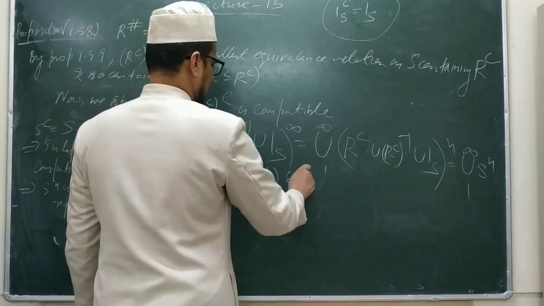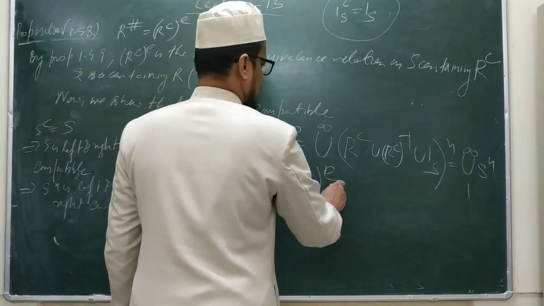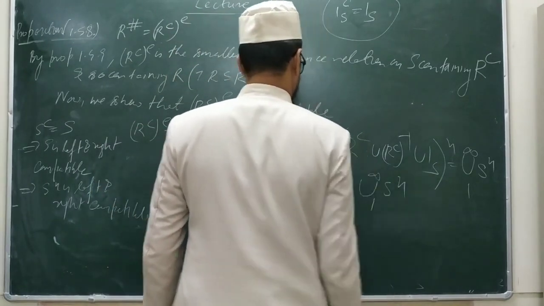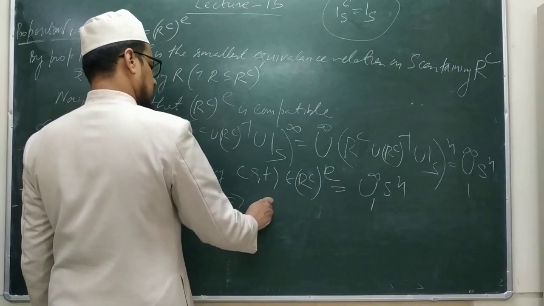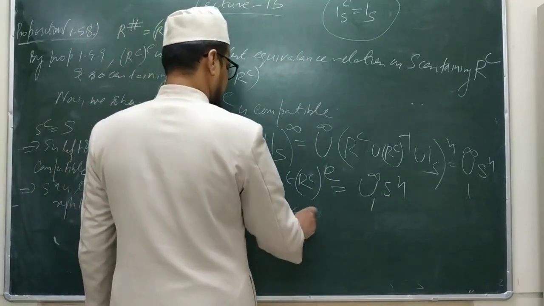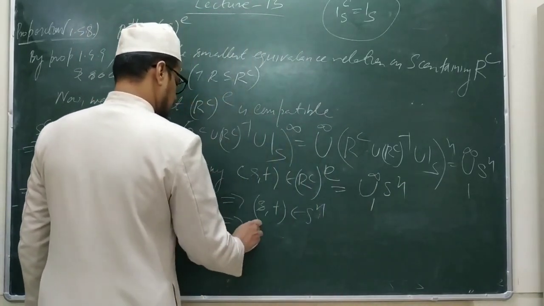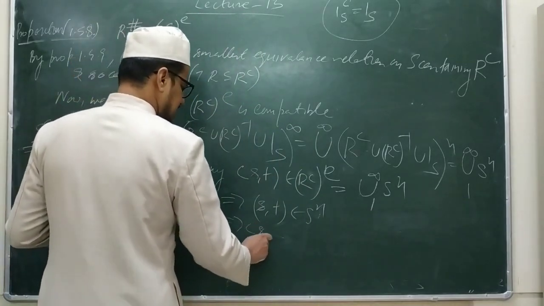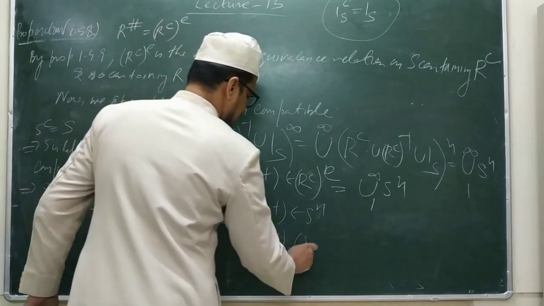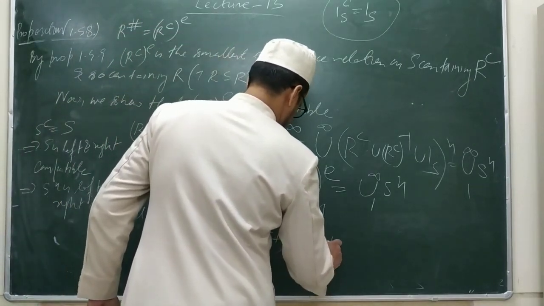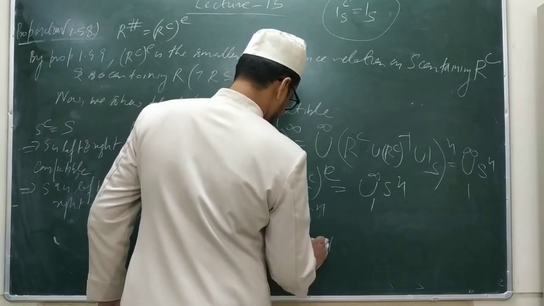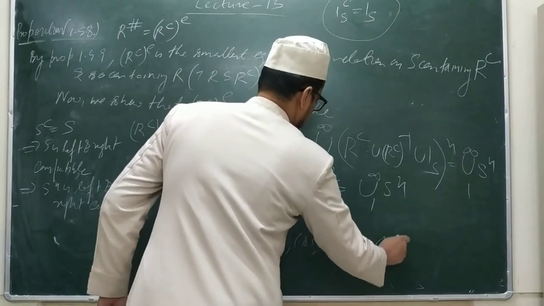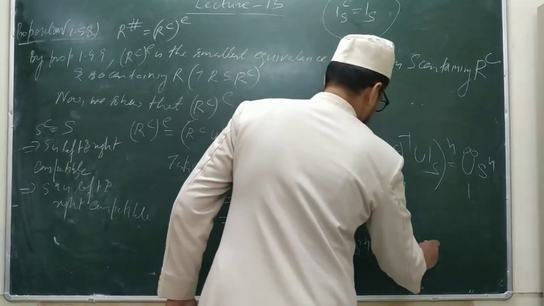Take any S, T belonging to RCE. Then it is equal to what? It will be the union from 1 to infinity of Sn. It implies S, T belong to Sn. Since Sn is left and right compatible, it implies that Cs, Ct and Sc, Tc belong to Sn. Why? Since Sn is left and right compatible.